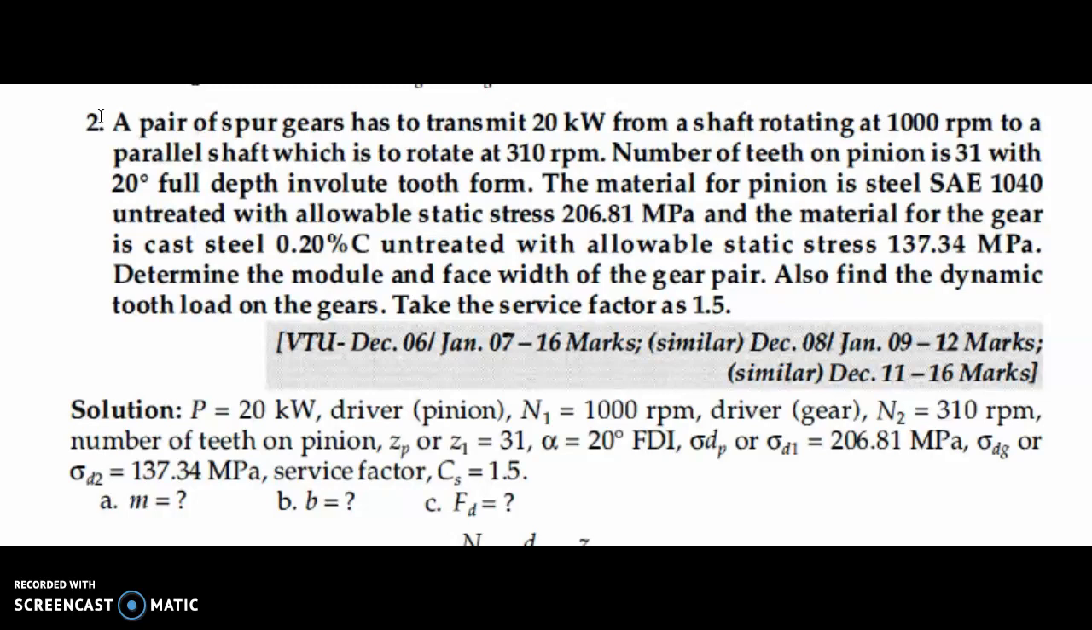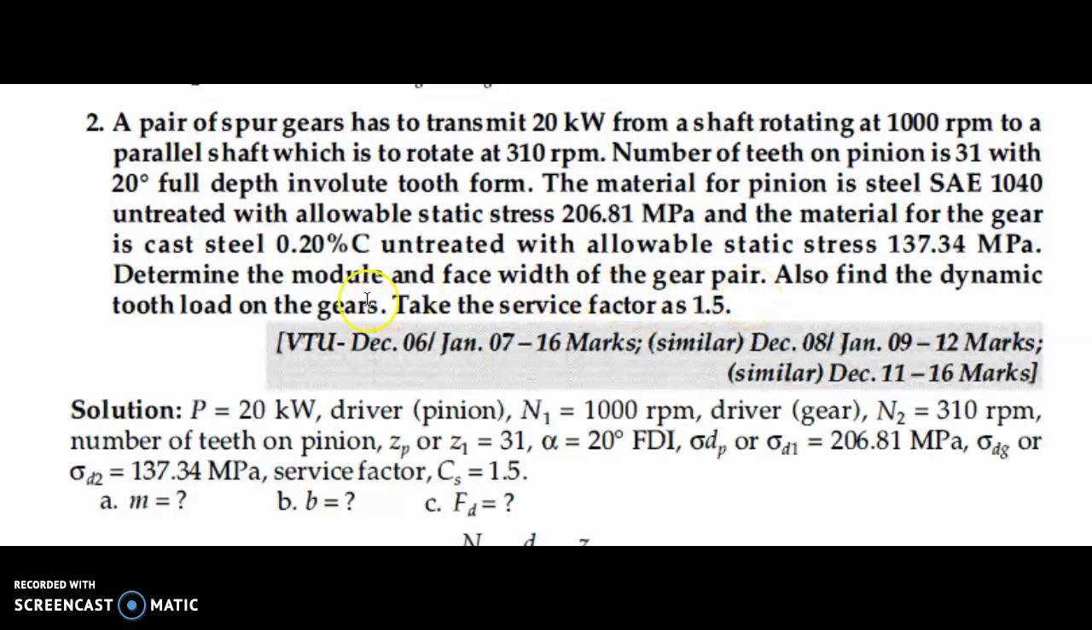A pair of spur gears has to transmit 20 kilowatt from a shaft rotating at 1000 rpm to a parallel shaft which is to rotate at 310 rpm. The number of teeth on the pinion is 31 with 20-degree full depth involute tooth form. The material for the pinion is steel SAE 1040, treated, with allowable static stress of 206.81 megapascal, and the material for the gear is a cast steel of 0.2% carbon, untreated, with allowable static stress of 137.34 megapascal.